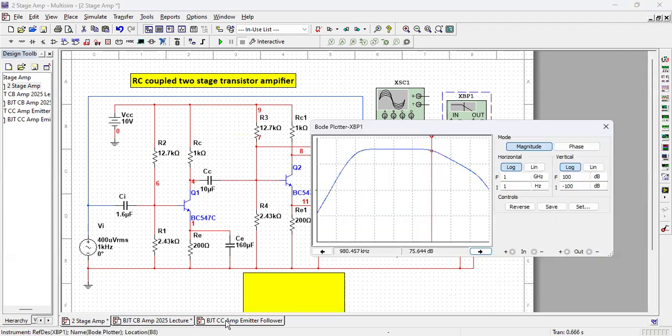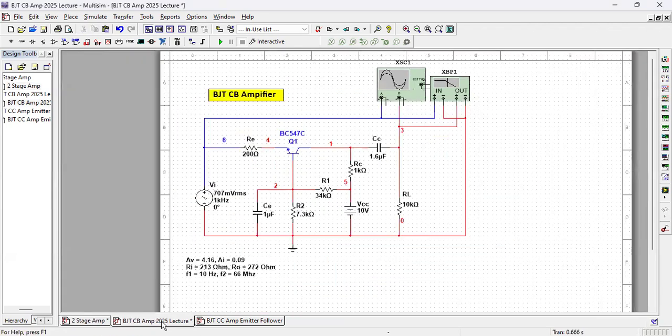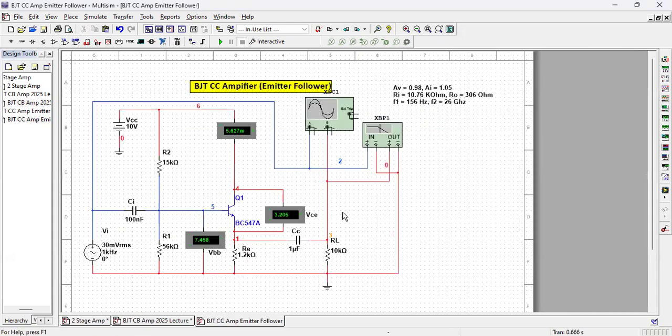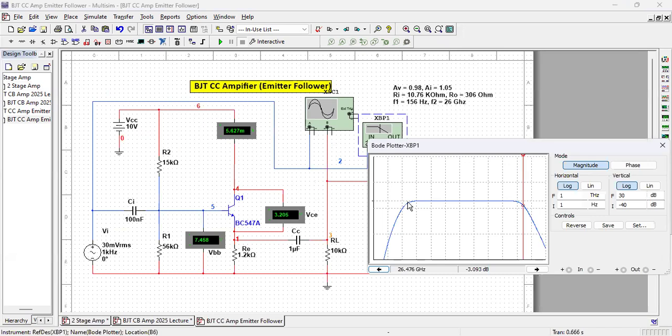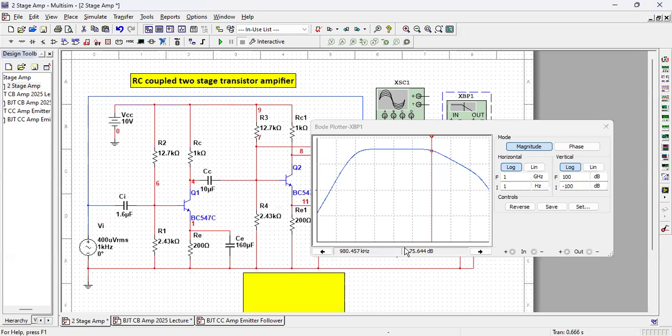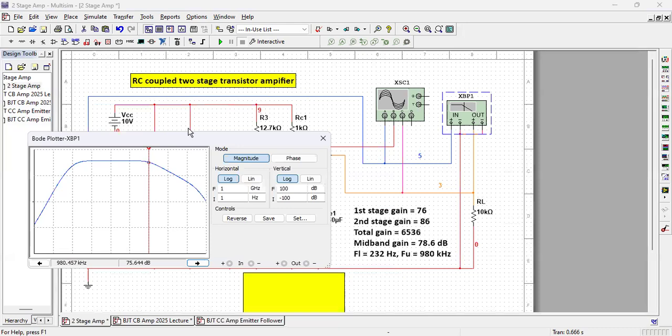And let me see the Bode plot of the common base amplifier. See, it is so widespread, right? Common collector amplifier also, the Bode plot is quite widespread, up to 26 gigahertz. Common base is up to 66 megahertz. But for the two-stage amplifier, we have found it only at 1 megahertz.